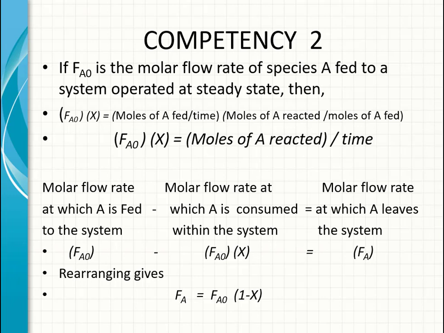So we will have that the molar flow rate at which A is fed to the system, which is Fa0, minus the molar flow rate at which A is consumed within the system, which is Fa0 times x, is equal to the molar flow rate at which A leaves the system, which is Fa. Rearranging terms, we have that Fa is equal to Fa0 times (1 minus x).